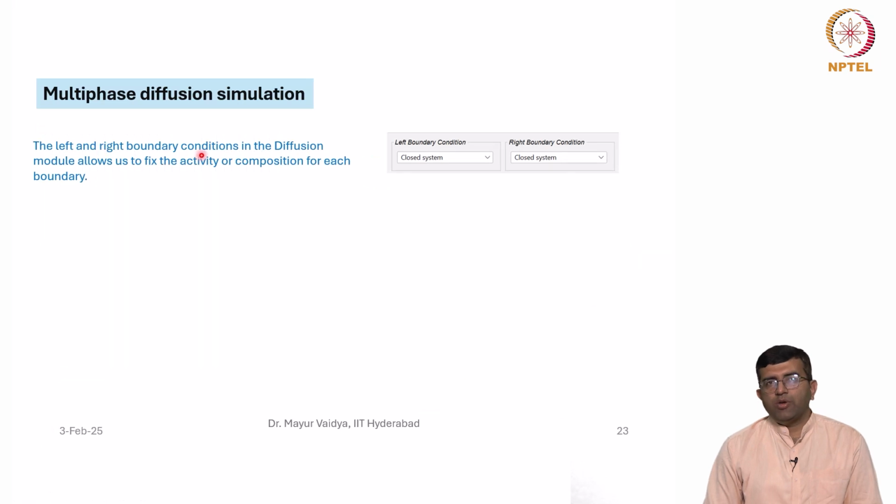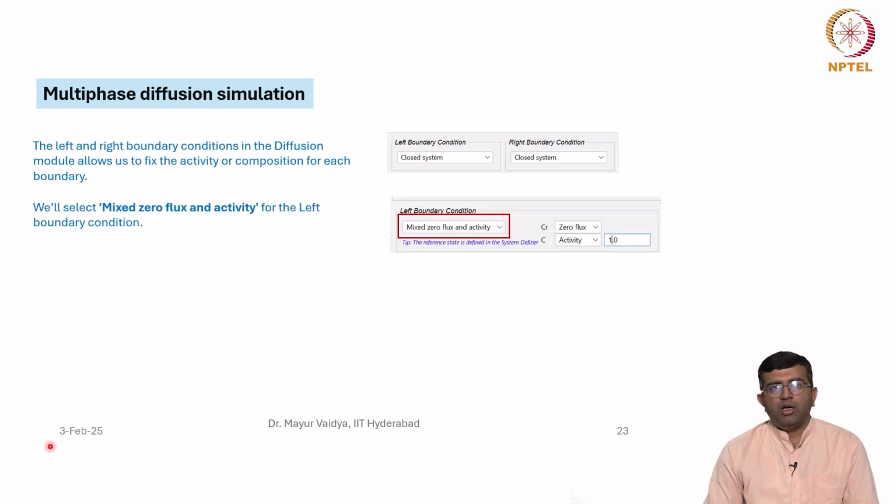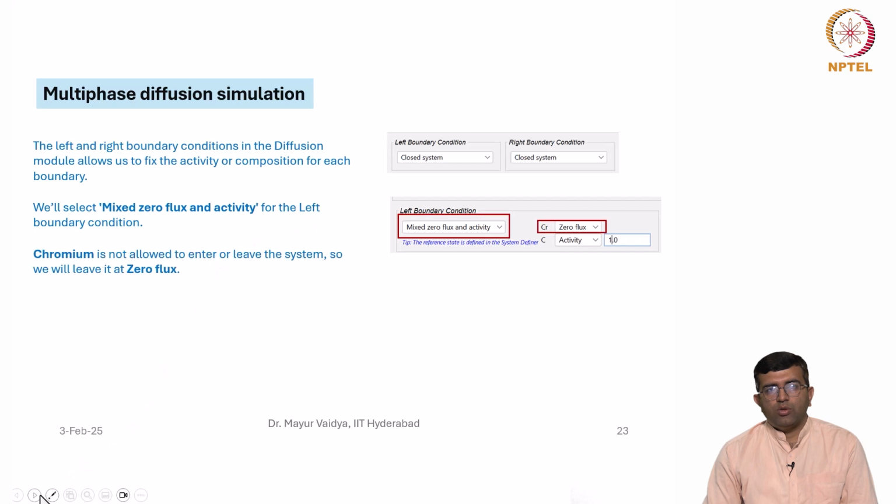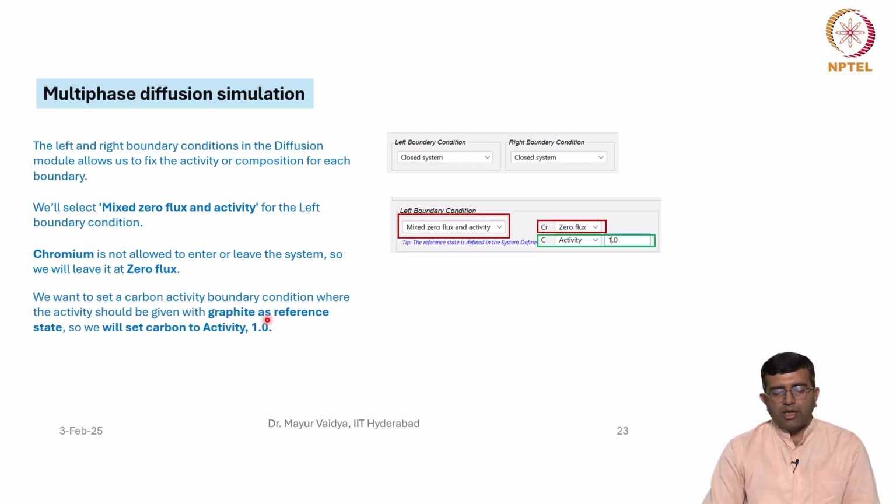Now, the left and right boundary conditions in the diffusion module allow us to fix the activity or composition for each of the boundaries. So, basically what you do is, in the left boundary condition, you select mixed zero flux and activity for this. Chromium has zero flux. Chromium is not allowed to enter or leave the system. So, we want to set a carbon activity boundary condition where the activity should be given with graphite as reference. So, we will set carbon activity to 1. So, here we click type 1 rather.